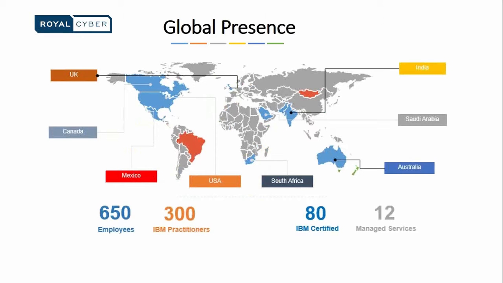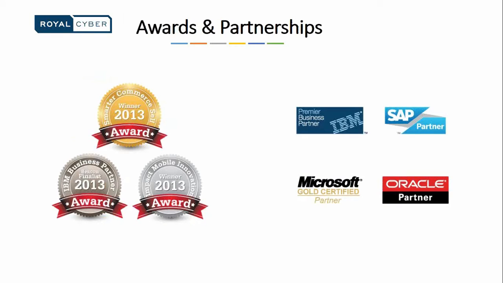We have multiple branches across the globe in the UK, Canada, Mexico, USA, South Africa, Australia, Saudi, and India. Our main branch is in Naperville, Illinois. We have around 650 employees across the globe, of which 300 are IBM practitioners, with 80 people IBM certified, and 12 in managed services. So IBM used to recognize our services as well.